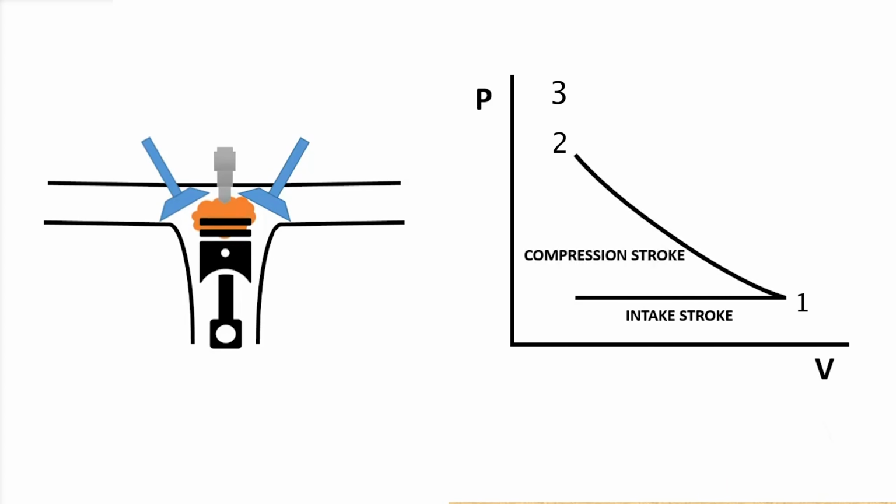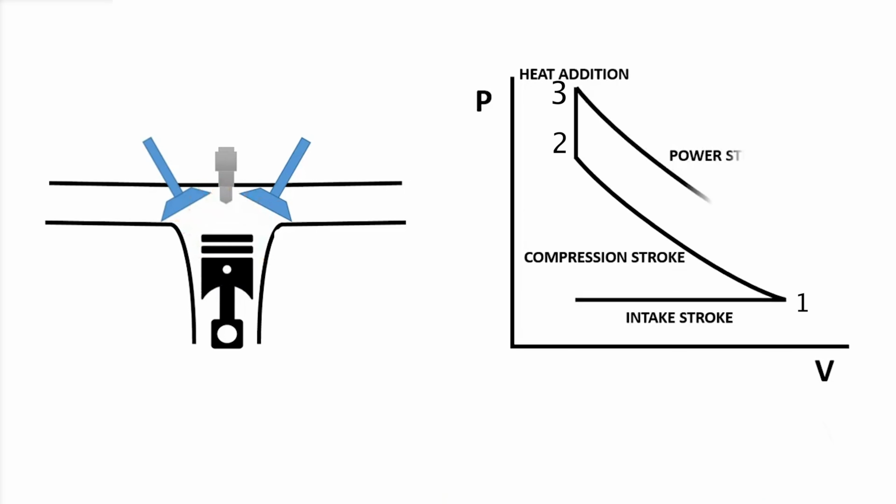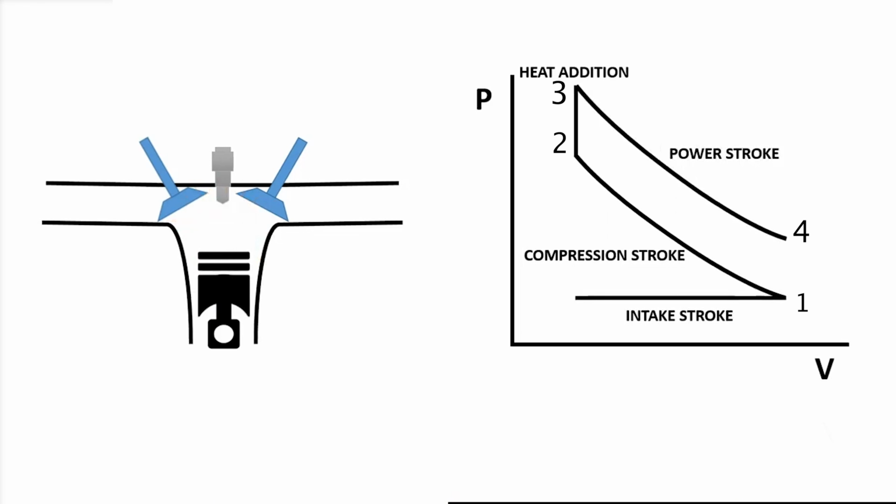Process 2 to 3. This is where combustion occurs due to ignition of fuel by the spark plug. The combustion of the gas is complete at point 3, which results in a highly pressurized chamber that has a lot of heat. In terms of thermodynamics, this is referred to as an isochoric process.